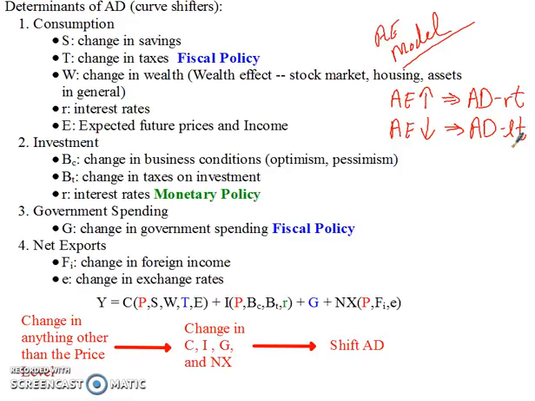So we don't want to make this harder than it is. All of these aggregate demand determinants are just the same as the aggregate expenditure determinants for the aggregate expenditure model. It's the same stuff. Just instead of shifting the curve up and down, we're shifting the curve right and left.